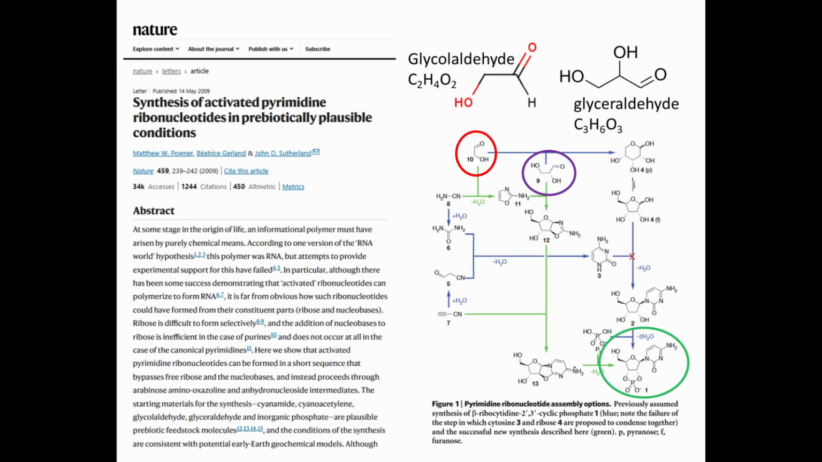In its final paragraph, the 2009 Powner-Sutherland paper agrees that more work needs to be done to address problems with the separation of glycolaldehyde and glyceraldehyde at the start of their process. They suggest this separation problem could be solved with a combination of cooling, rehydration, and ultraviolet irradiation. All natural possibilities. I quote Sutherland's final paragraph in full.